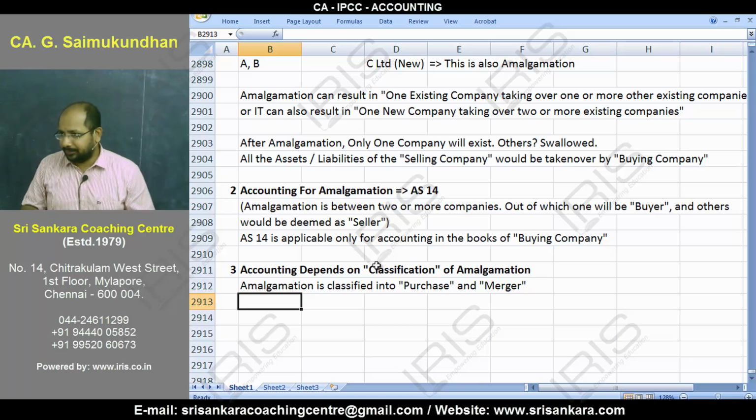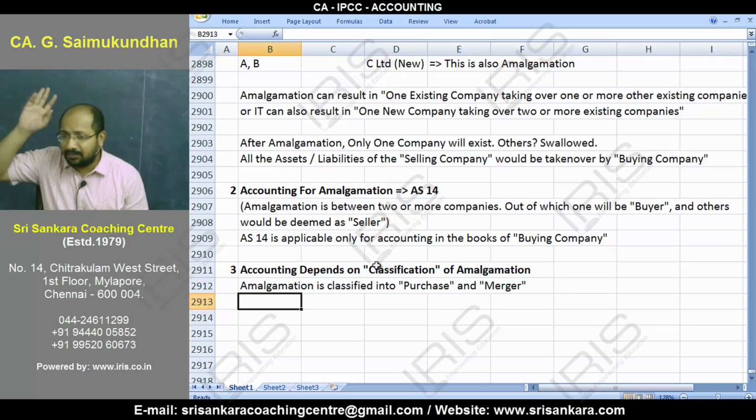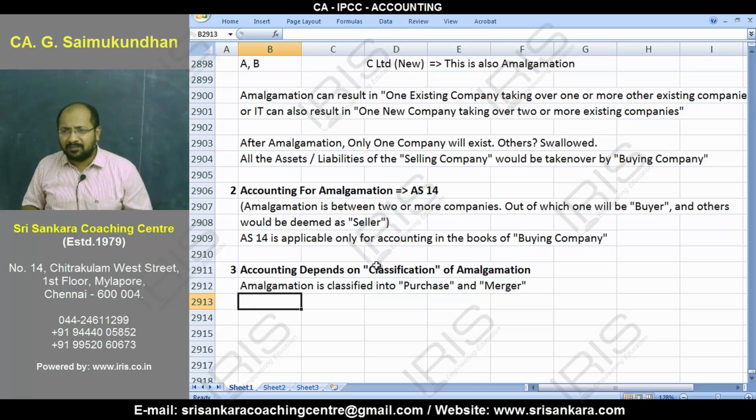AS number 10 and AS number 6 is up for replacement by a new set of accounting standards, whose draft was issued, I think, somewhere around the time when I was a student. So it is still there. The same draft, after making some further corrections, these fellows have brought in, will not be applicable for your May examination. That is my point that I am trying to say.